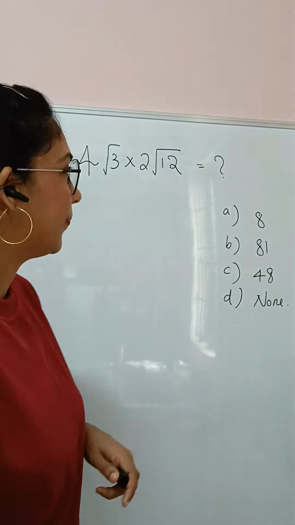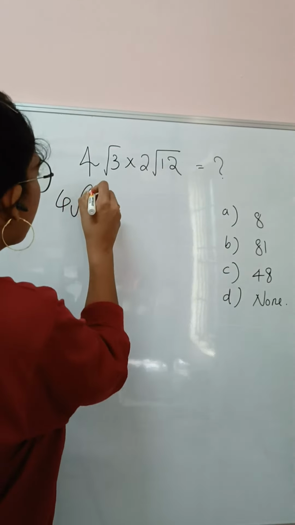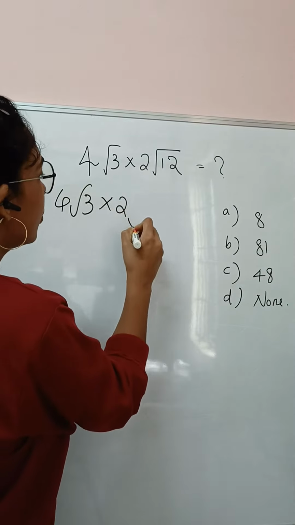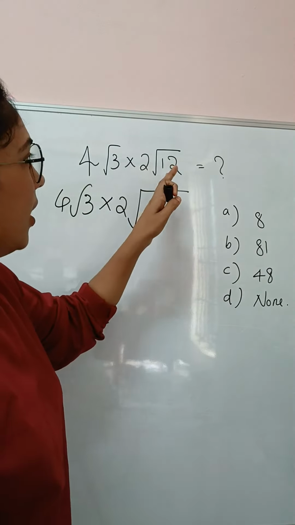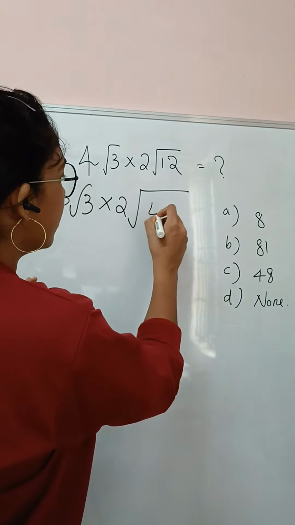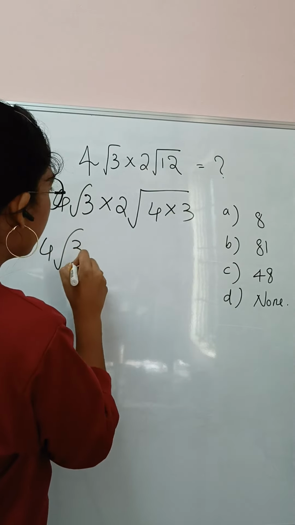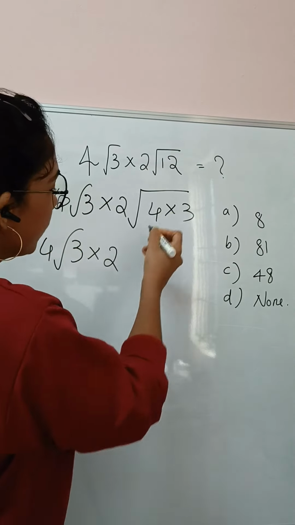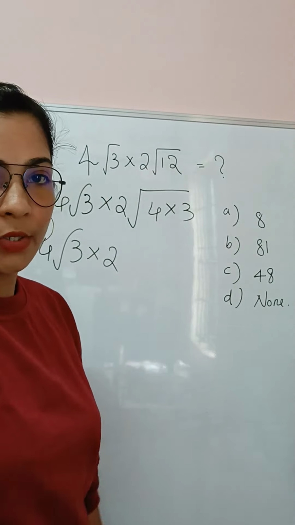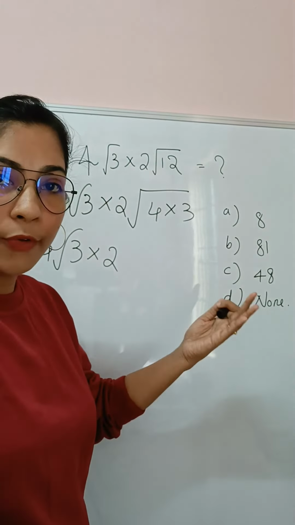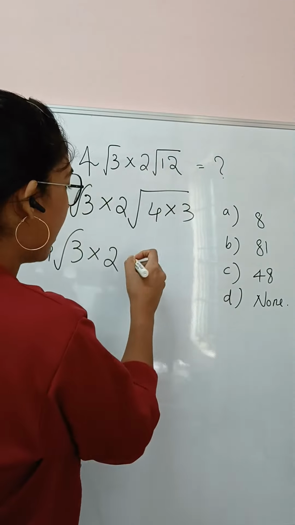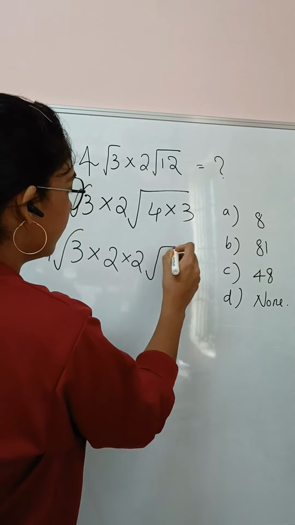Let's do it together. So, 4 root 3 into 2 root of. Here 12 can be written as 4 into 3. Okay. Then 4 root 3 into 2. This 4 is a perfect square. So square root of 4 is 2. So the 2 can be taken outside.